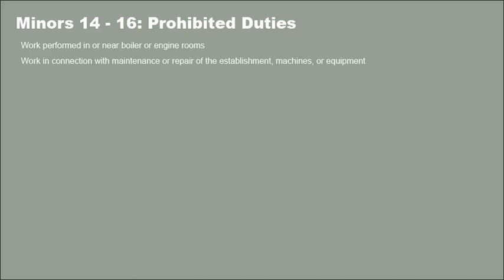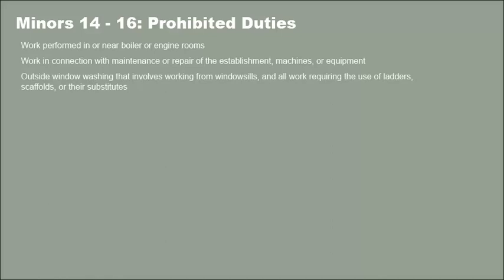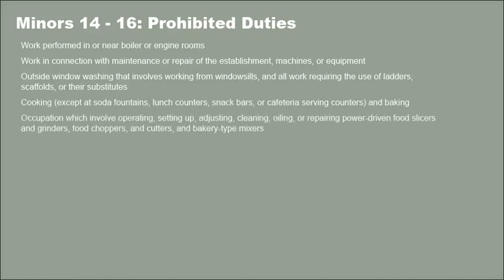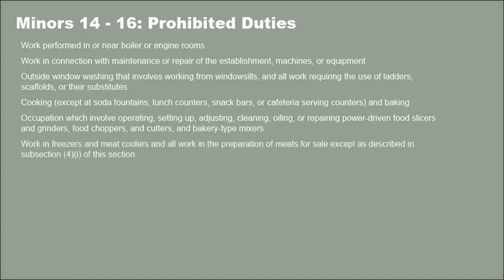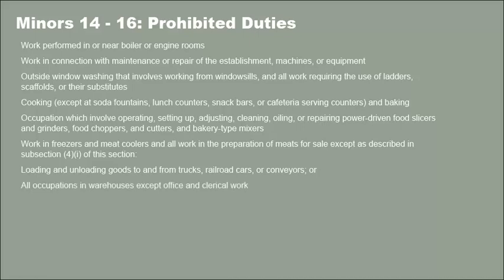And now we move on to the prohibited duties for 14 to 16-year-olds. Work performed in or near boiler or engine rooms, work in connection with maintenance or repair of the establishment, machines, or equipment, outside window washing that involves working from windowsills, and all work requiring the use of ladders, cooking and baking, with some exceptions, occupations which involve food slicers or grinders, food choppers and cutters, and bakery-type mixers, work performed in freezers and meat coolers, loading and unloading goods to and from trucks, railroad cars, or conveyors, and all occupations in warehouses except for office or clerical work. Once again, this is a list of very specific information, so please take your time and read the slide.